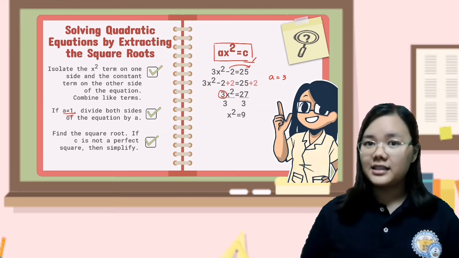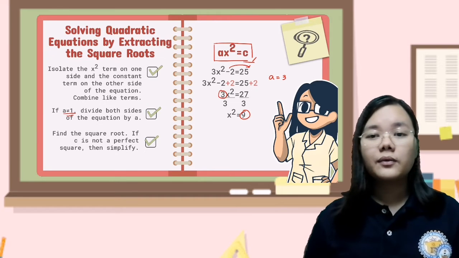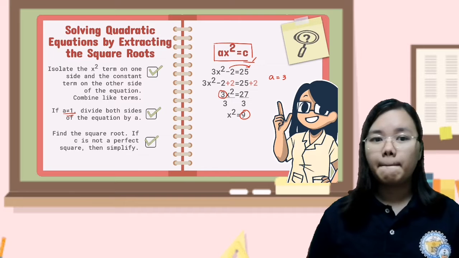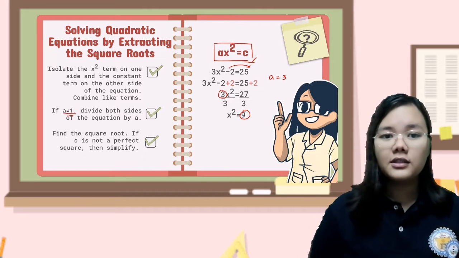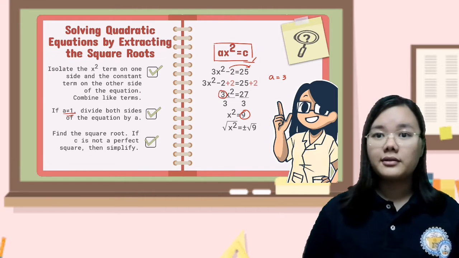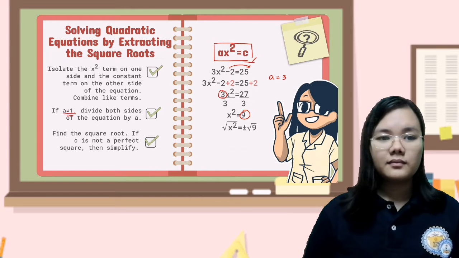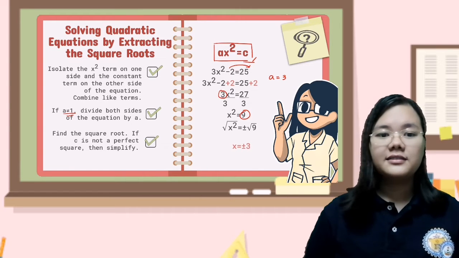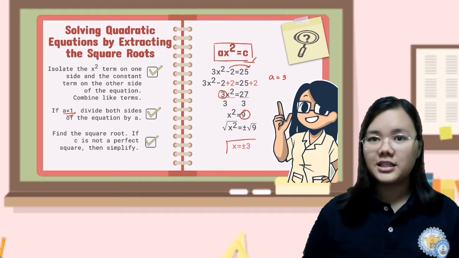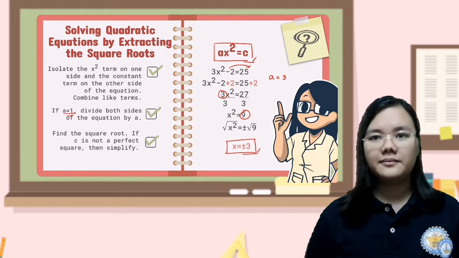The number 9 is a perfect square, so we can get the square root faster. So square root both sides, then simplify. x equals positive and negative 3.